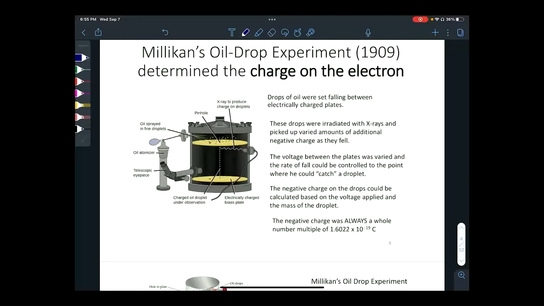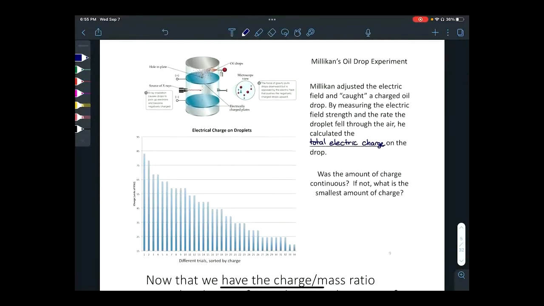This kind of summarizes what he did. When he suspended these oil droplets, a number kept showing up. So this is the data. When he caught one oil droplet, he was able to calculate the total charge on that one oil droplet. He did this by measuring the size of the oil droplet. When he caught it, he would take a microscope and measure the diameter. Then he would take the volume of the sphere.